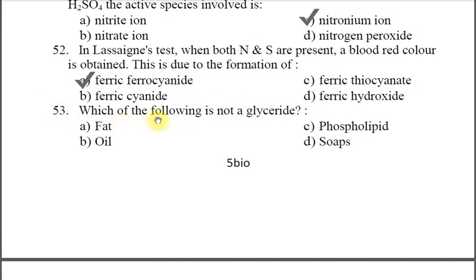Question number 53. Which of the following is not a glyceride? A. fat, B. oil, C. phospholipid, D. soaps. I hope you can guess it correctly, and yes, the correct answer is D, soaps. Soaps are sodium or potassium salts of fatty acids.